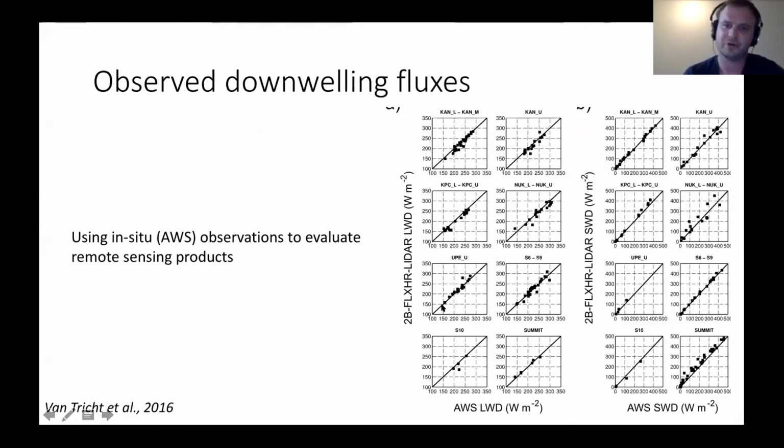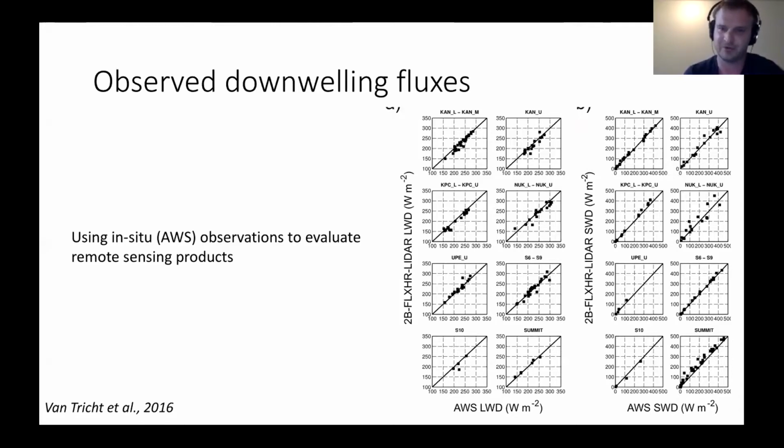But what these clouds also, these remote sensing observations, also show us is how much radiation is received from the atmosphere by the ice sheet surface. And that's a very interesting application of these CloudSat Calypso observations. And in turn, we can use, again, these field observations from automatic weather stations, AWSs, to then evaluate how well this remote sensing product does.